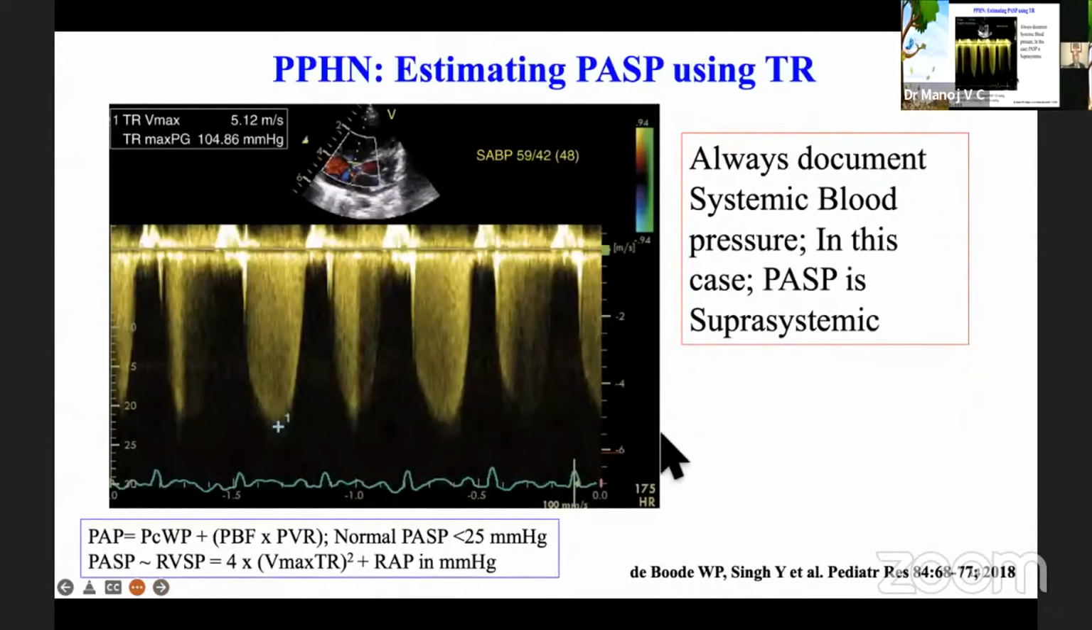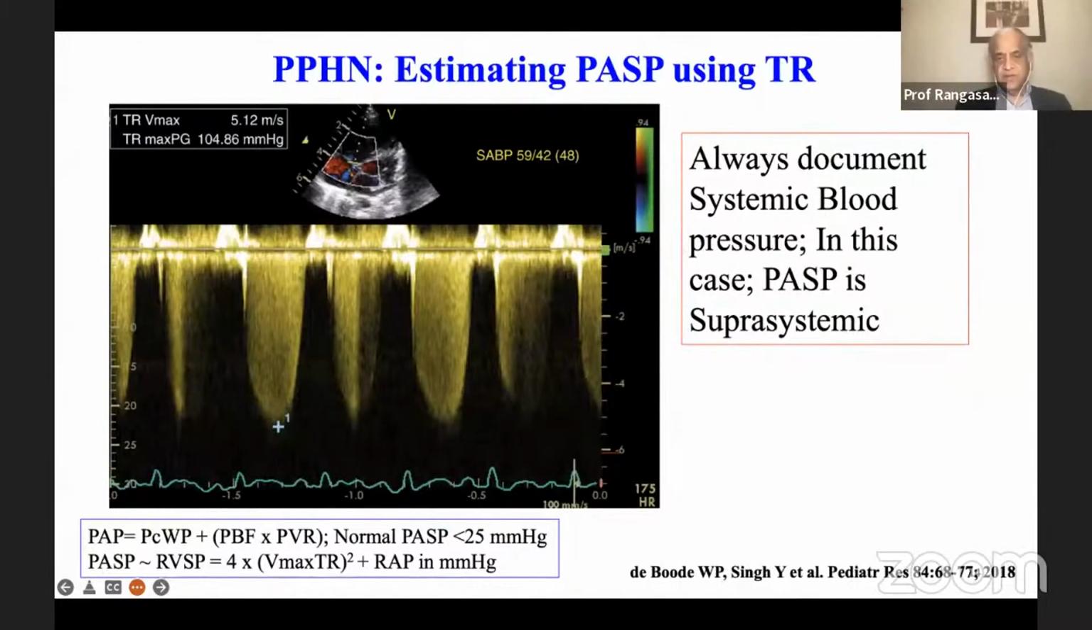Again, you can look at the tricuspid regurgitation, another easy way to do that. Use the Bernoulli equation, velocity squared times 4 plus right atrial pressure. We typically use 5, we add it to the calculation. So when you do an echo and the cardiologist is reading this, not a neonatologist, you need to let them know what the systolic blood pressure is so that they can tell you whether it's suprasystemic, subsystemic or systemic. So in this case, pulmonary artery systolic pressure is 104. Clearly, and blood pressure is 59 over 42, with a mean of 48.